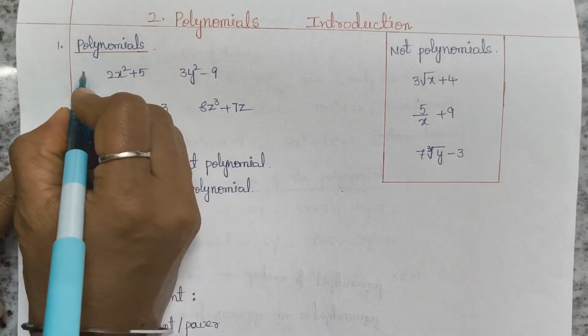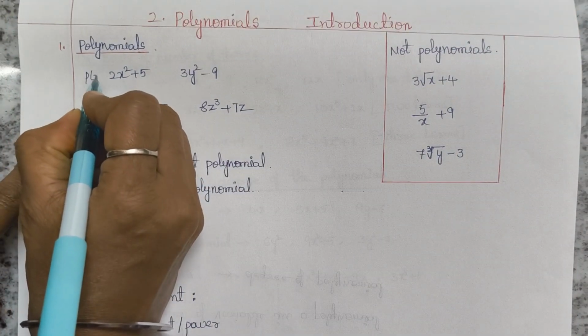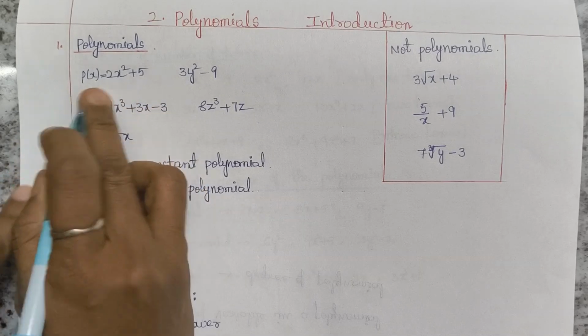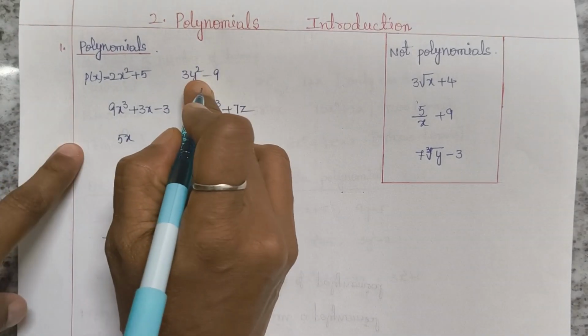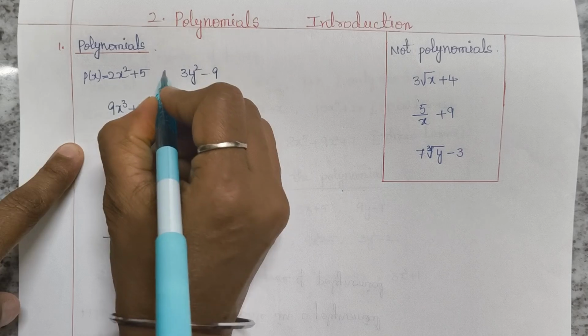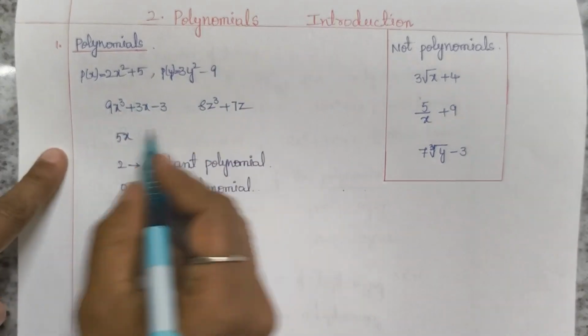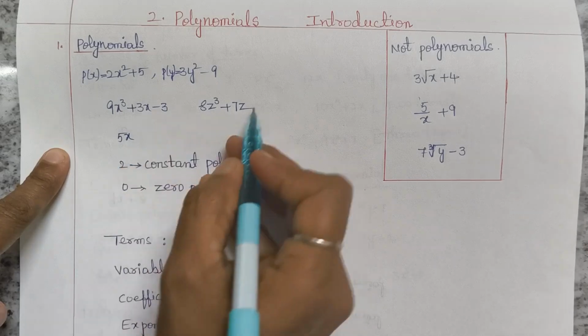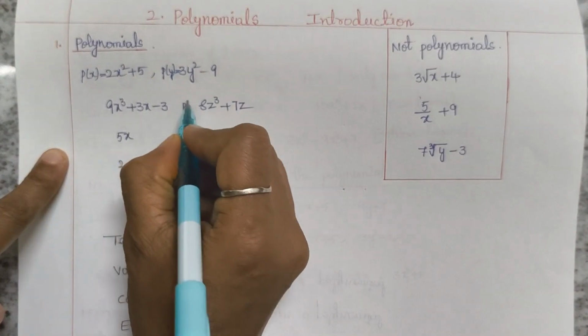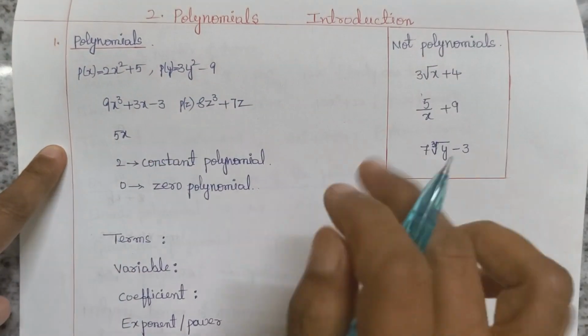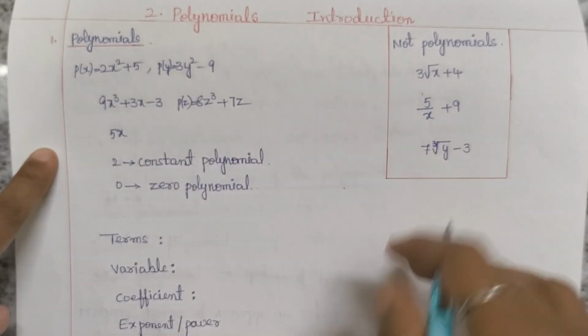So this is the polynomial of x. Here variable x is there. This is the polynomial of x. Next, this is also a polynomial. This is the polynomial of y. Polynomial y. Next, this is polynomial x. This is a polynomial z. Okay. Like this, we will write the polynomials.